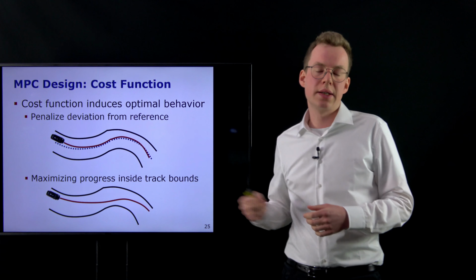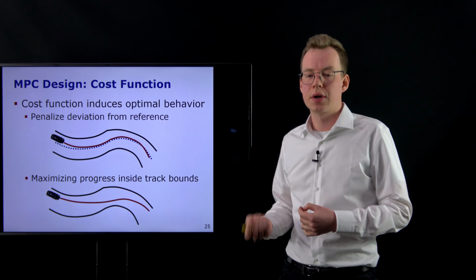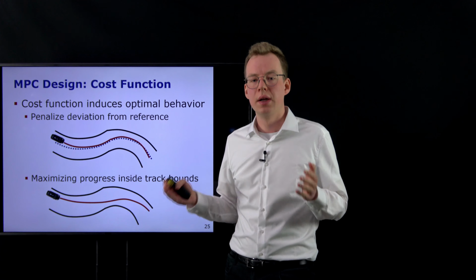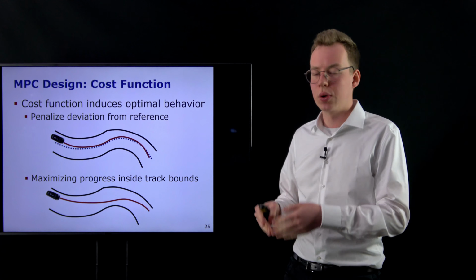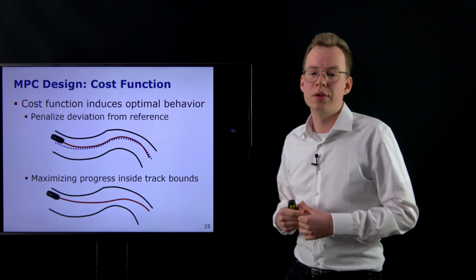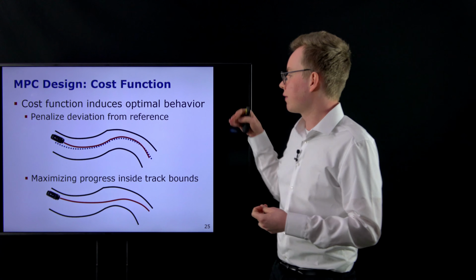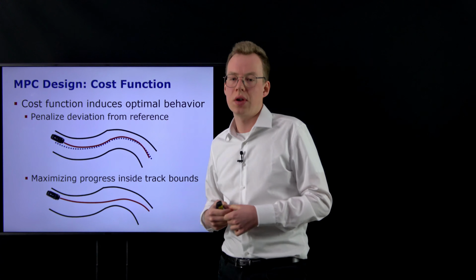Right, so the second kind of parameter that I just want to touch on very briefly is the cost function. The cost function is used to encode the task. And when you design a cost function, you have to make sure you understand that you induce a certain optimal behavior.